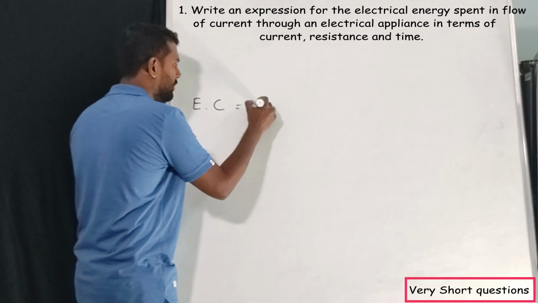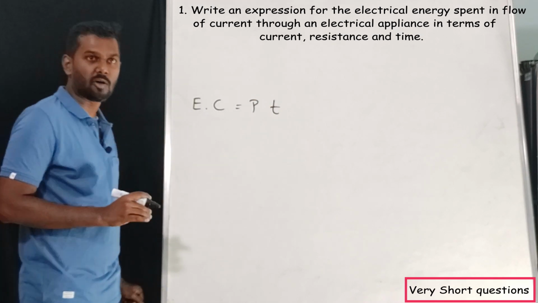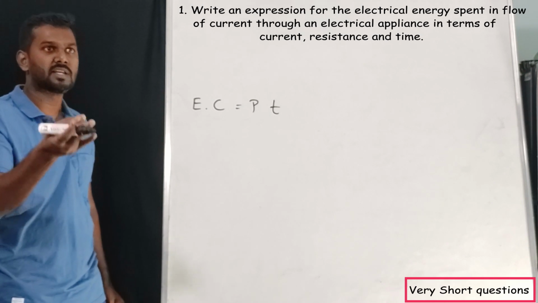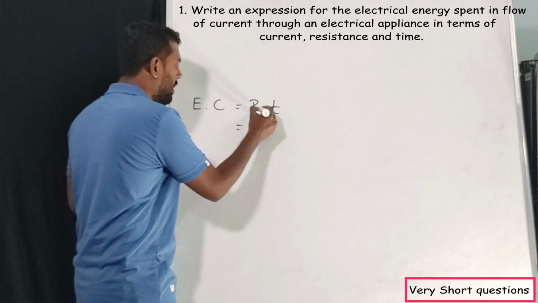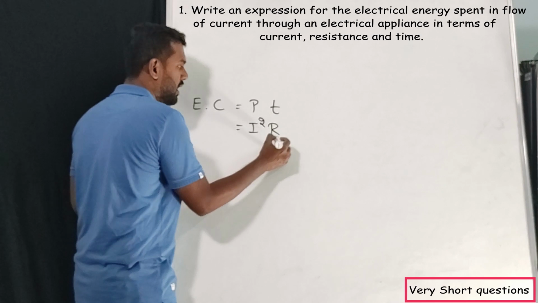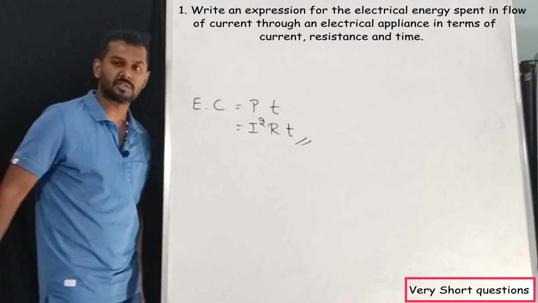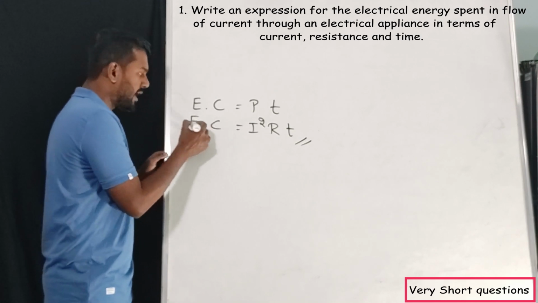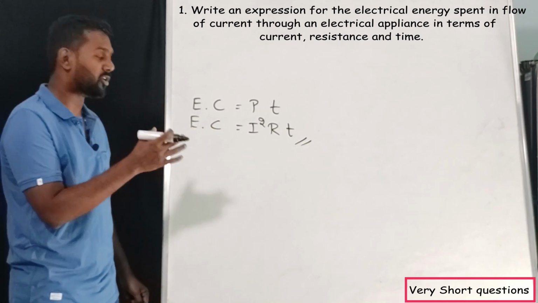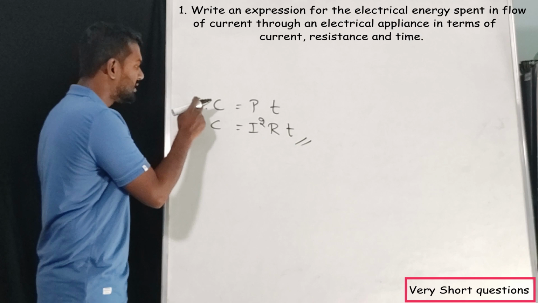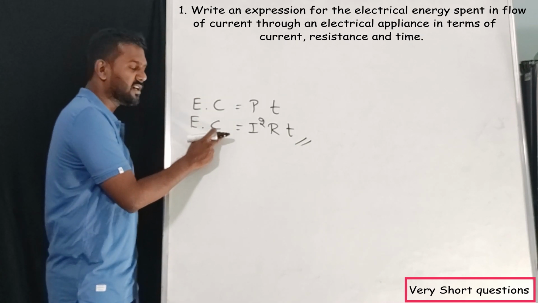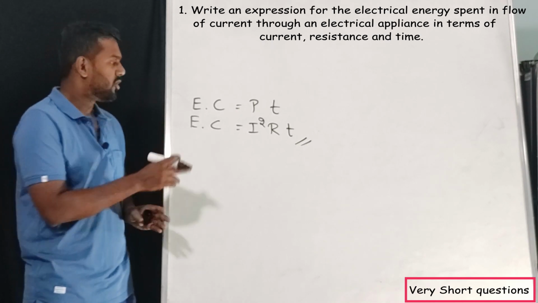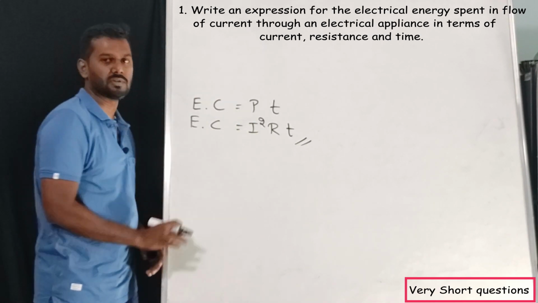So this will be nothing but power into time. This is the original formula, but they want the expression in the form of current, resistance and time. We know power is nothing but I square R, and multiplied by T. This is the expression they are looking for. You can directly write this one also, electrical energy consumption or electrical energy spent. You have to write it in the full form. This is the original formula, but they want the answer in form of current, resistance and time. So this is the answer. You can write this one directly without writing the other one.